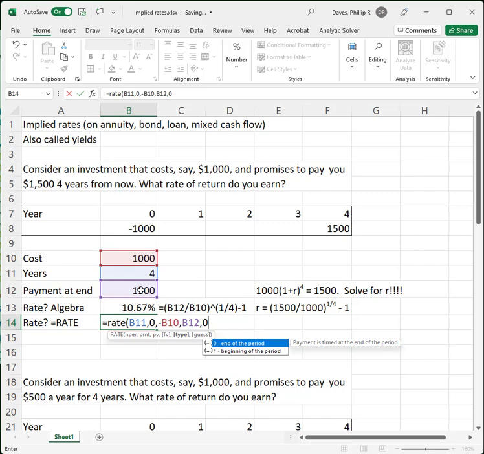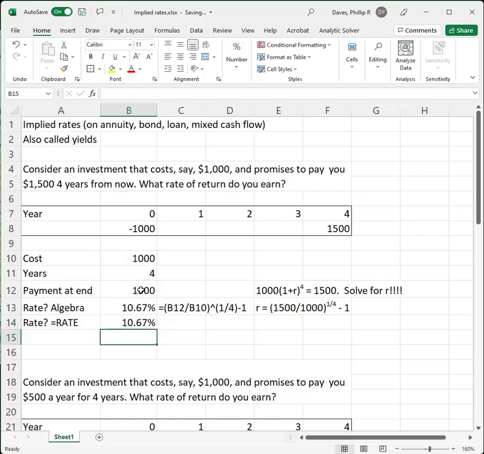And I'll explain this guess in just a second. All right, so you can usually leave off the guess. You can always leave off the guess. And in this case, I get the same answer, 10.67%, and I'll copy the formula text over so you can see what the formula is. Now, let me tell you something about this guess, because it'll show up every time you use rate, and you may actually have to use it sometime.